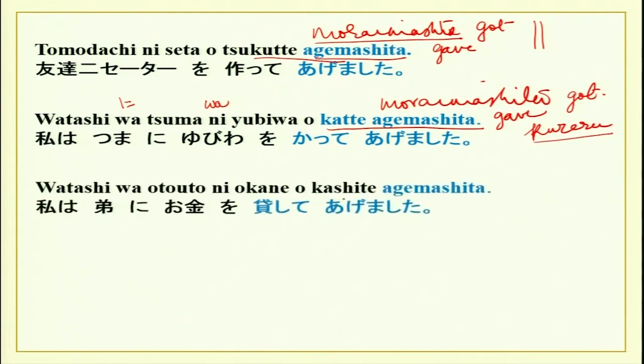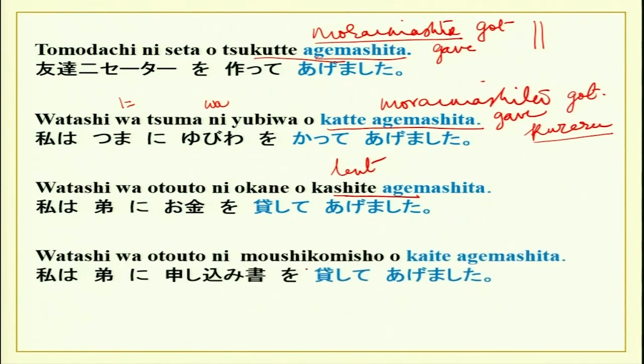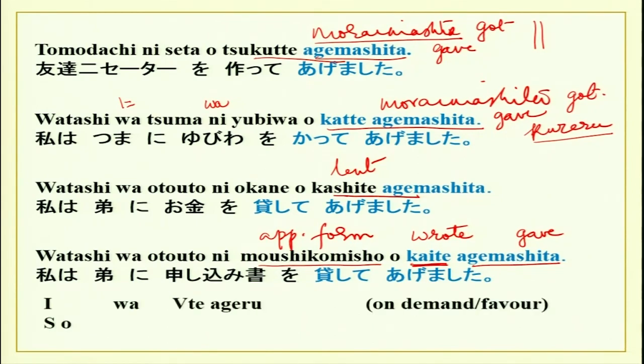Watashi wa ototo ni okane o kashite agimashita. I lent him money. Watashi wa ototo ni moshikomisho o katte agimashita. Moshikomisho is application form. So, ototo ni kaite agimashita means I wrote and then gave it to him. Basically, I wrote the application for him. Please remember how to use these verbs with te form and the meaning.